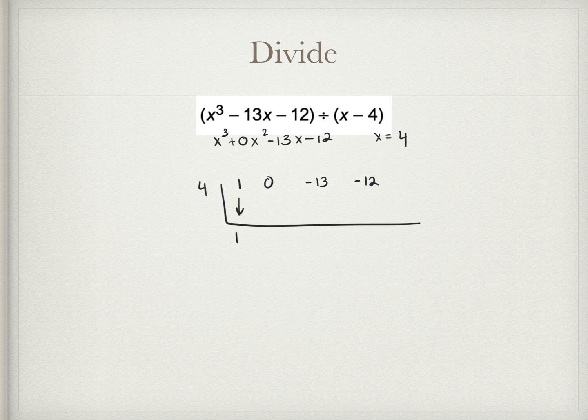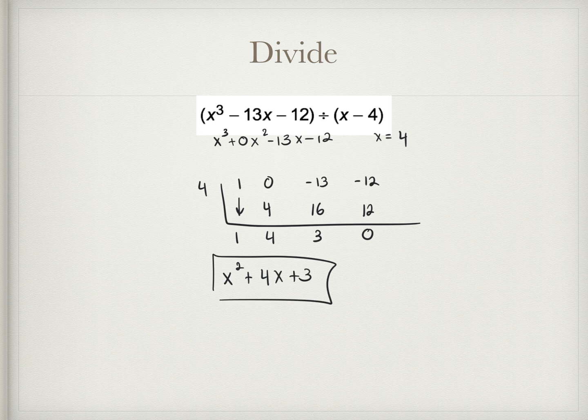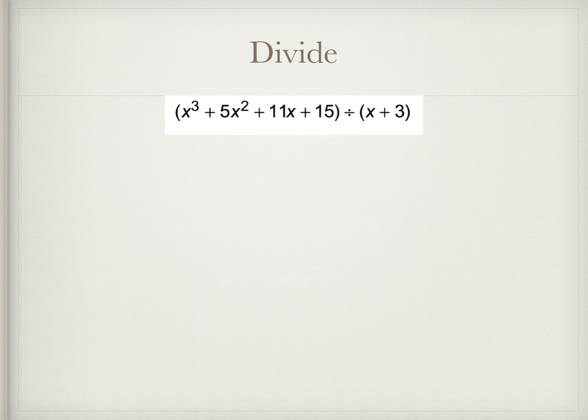Bring down the 1. 1 times 4 is 4. Add the 4 and the 0, which is 4. 4 times 4 is 16. 16 minus 13 is 3. 4 times 3 is 12. We add these and we get 0. So now we started with an x cubed, so this would be x squared plus 4x plus 3. Since the remainder is 0, you do not have to write the remainder. You can just go ahead and say this is your expression after you divide.